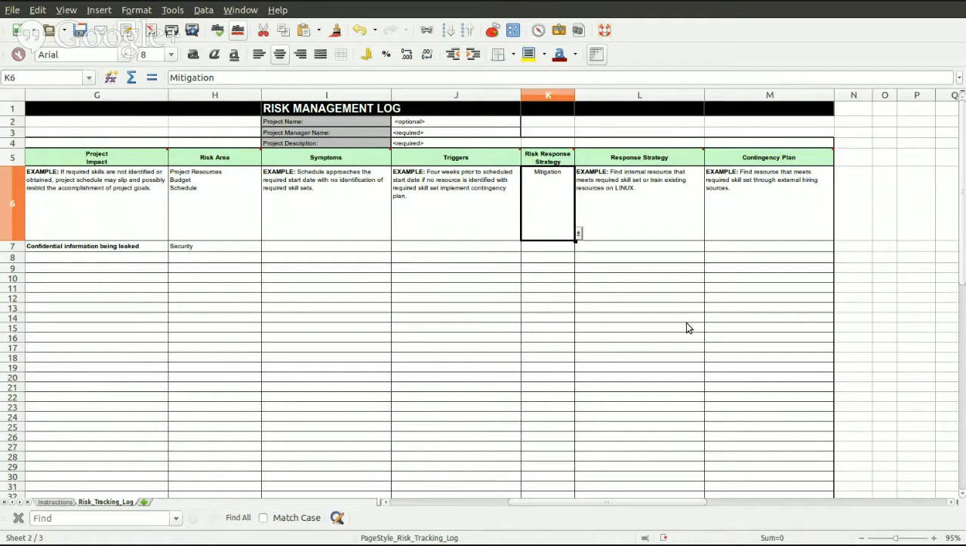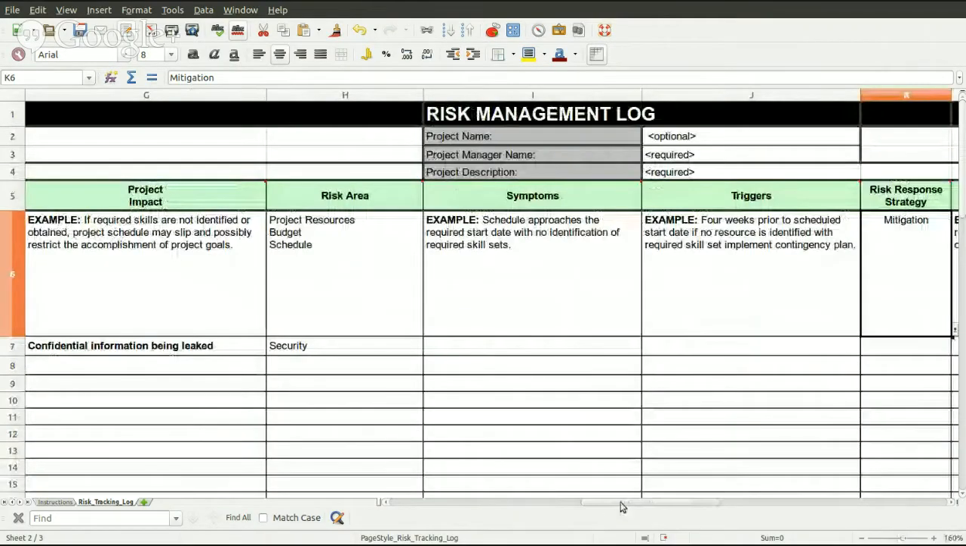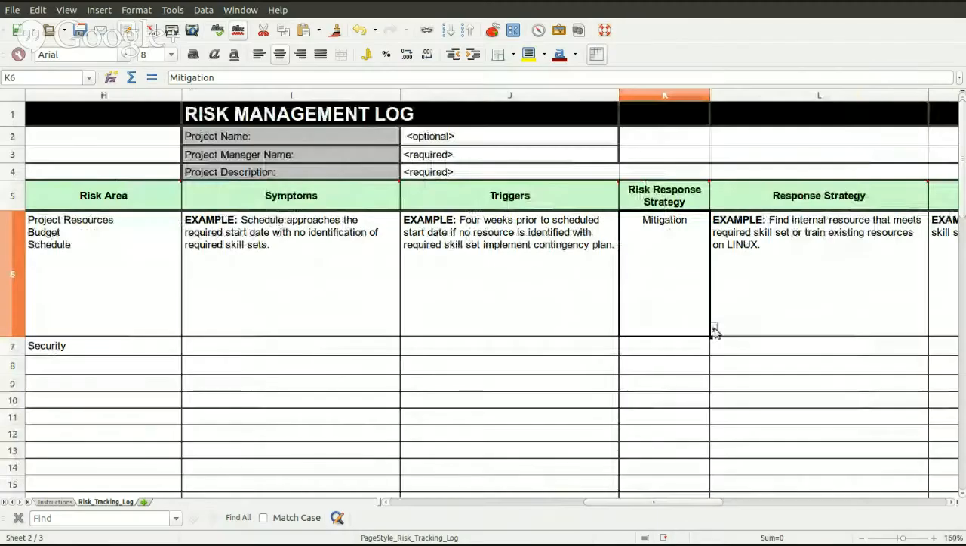Okay. I'm going to make this a little bit bigger. Sorry. No problem. I see you. See your eyes. All right.